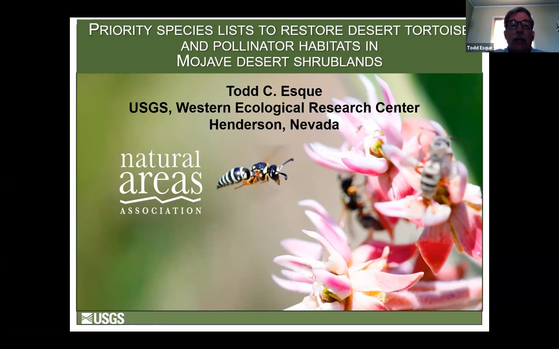And this was at the request of the native plant production and research group in the BLM in California to start with, and in Nevada. And so they asked us to work on priority species lists to restore desert tortoise habitat to begin with. And when we just about got done with that work, they asked us to expand the project to include pollinators.